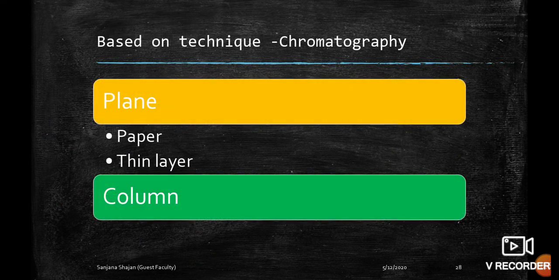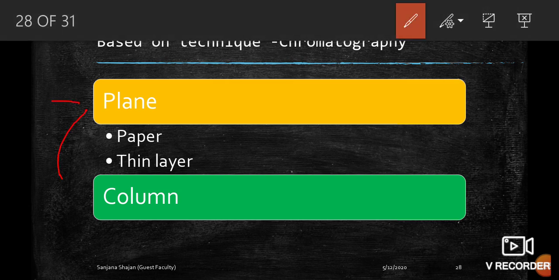So this is all about the classification. We'll also look at a flow chart which gives a brief idea about the classification. Before going into that, based on the technique, chromatography is of two types: planar as well as column. So what do you mean by planar? When the stationary phase is coated on a plane surface, it is called planar chromatography.